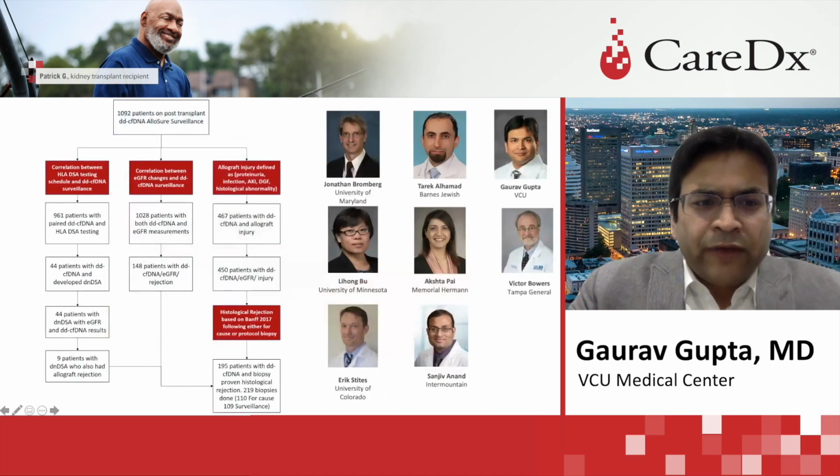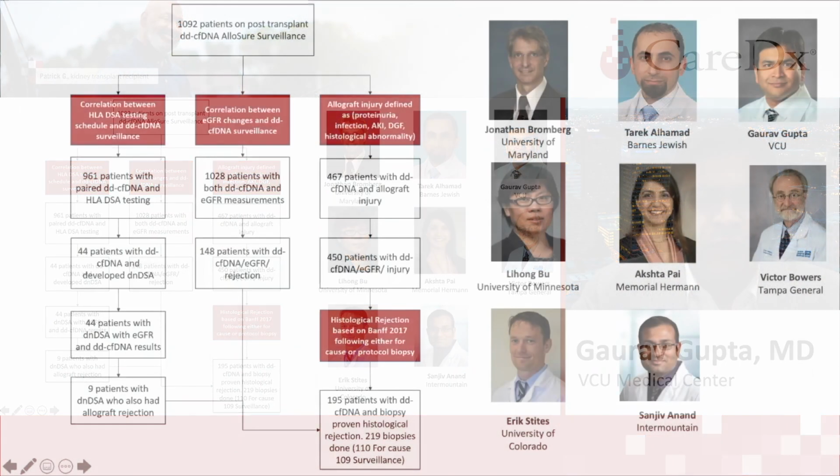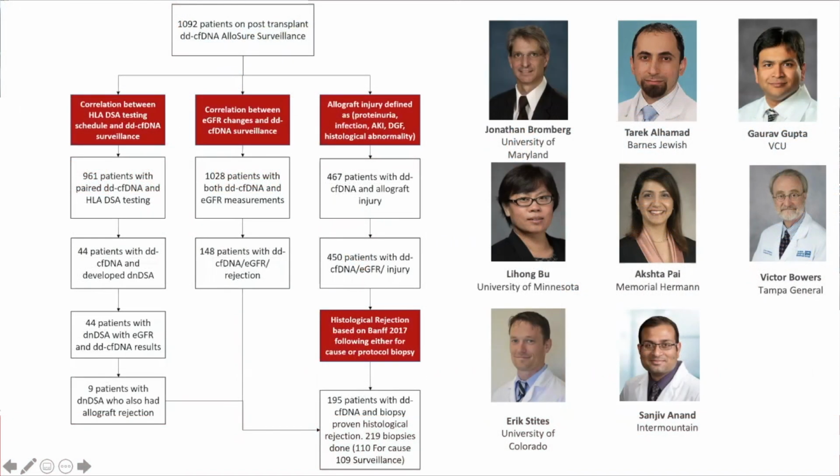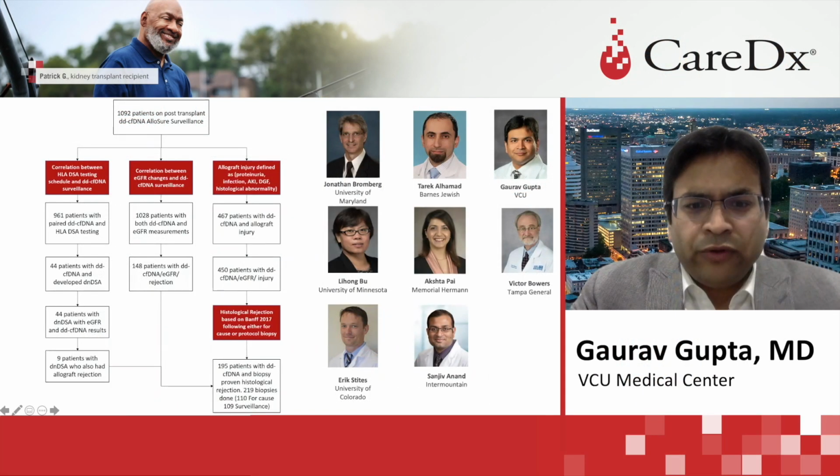So this was a multi-center study that included 7 large US-based kidney transplant centers, and nearly 1,100 patients were enrolled. And we looked at several outcomes. We looked at the correlation of AlloSure surveillance and formation of de novo DSA. We also looked at the correlation of serial AlloSure changes and kidney function as measured by GFR. In a subset of nearly half the patients, we also looked at those with a measurement of DNA and graft injury as well as rejection.